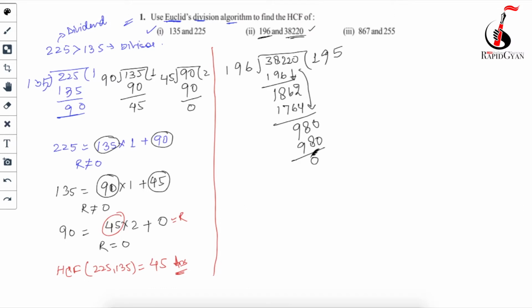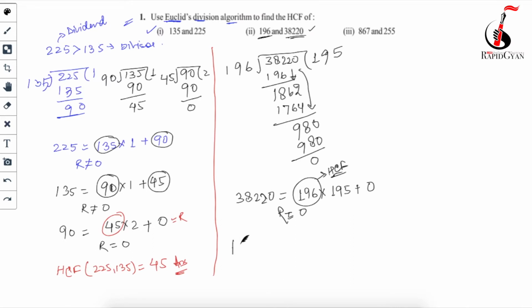So what you are seeing over here, in the first attempt itself you got the remainder 0. So it's simple, you can write it like this: dividend 38220 is equal to your divisor, which is 196, multiplied by 195, which is your quotient, plus remainder. Now in the first step itself I got the remainder 0. So what will be my HCF? The divisor will become my HCF. So this divisor will become my HCF.